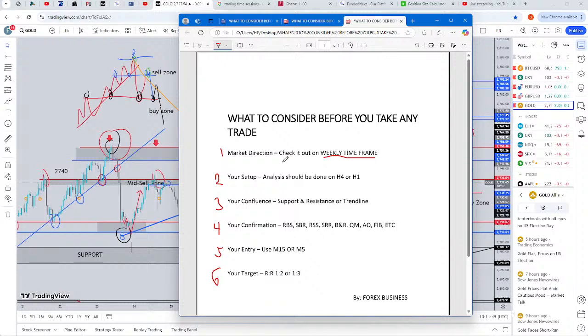Or sometimes I will narrow it to the daily time frame. Then the setup. These are the setups that I use, either the 4-hour time frame or 1 hour. But more often than not, I spend time here. Okay, yes. So you use the 4-hour or 1 hour time frame for the setup.